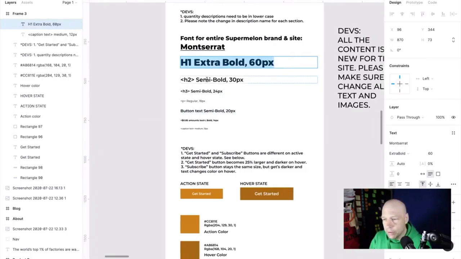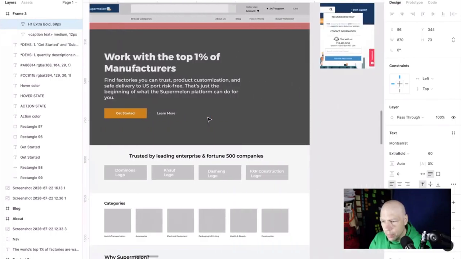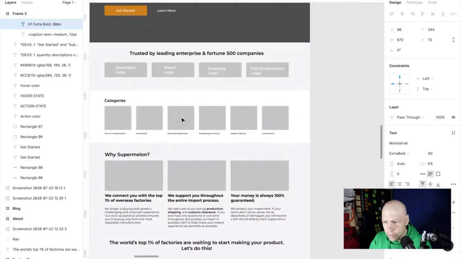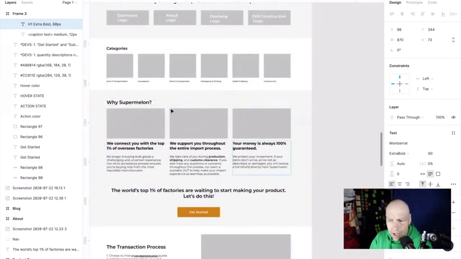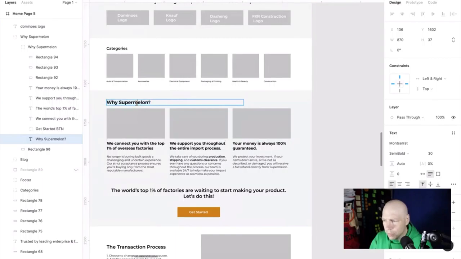Looks like you're going with Montserrat. You've got this H2, H3. It's a very logical stair-step flow. Get started, learn more. It's easy to see what your process is there. This feels a lot better. Why Supermelon was so overpowering last time.